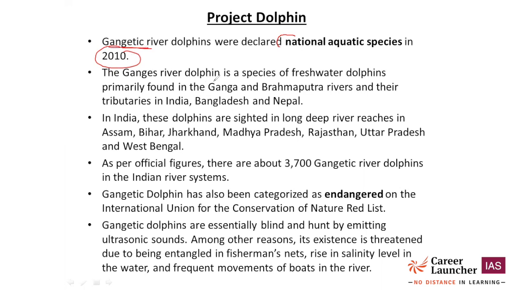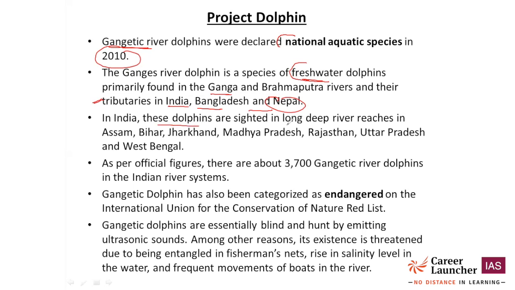Okay, so the Ganga river dolphin is a species of freshwater dolphin. It's called a freshwater dolphin, primarily found in the river Ganga and Brahmaputra river and their tributaries in India, Bangladesh and Nepal. Now what is the important point here? You have to know that this Gangetic river dolphin is not only found in India, it is found in Bangladesh also, and Nepal. Okay, maybe they can ask you that it is only found in India. That statement becomes wrong. It is found in all 3 countries.